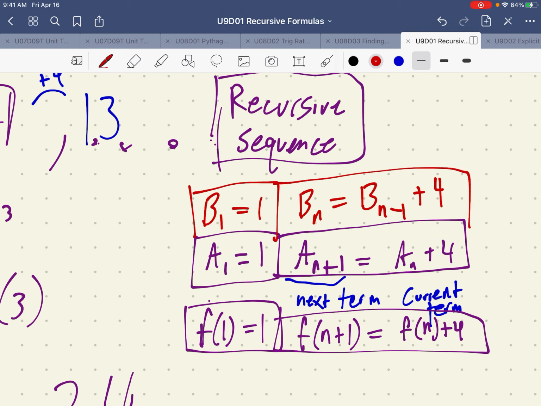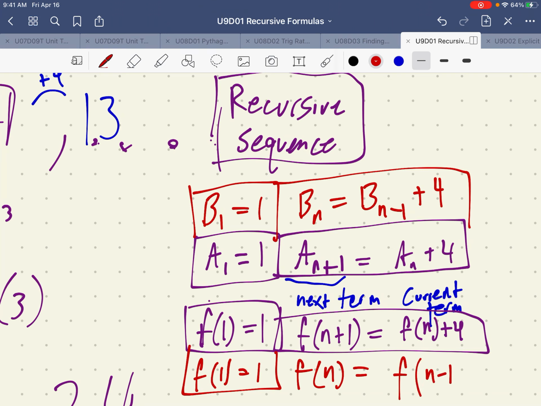One says to find the next term, look at the current term and add 4. And one of them says to find the current term, look at the previous term and add 4. So it'll either say to find the current term, look at the previous term, or to find the next term, look at the current term. It means the same thing. All right, you can do that for function notation as well. We could have written f of 1 equals 1. And to find the current term of a sequence, I can look at the previous term and add 4. And you would just apply the rule as many times as needed until you find the term you want.